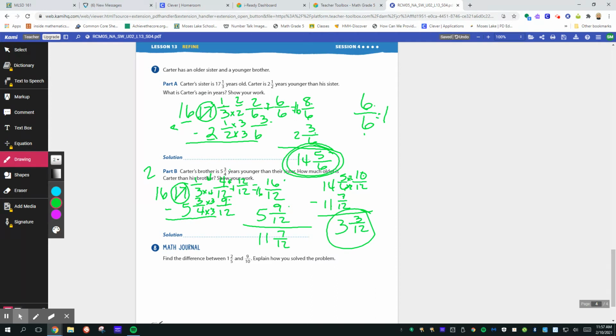Okay, we're going to stop with that. And hopefully that's enough information so that you can be successful on our math quiz.